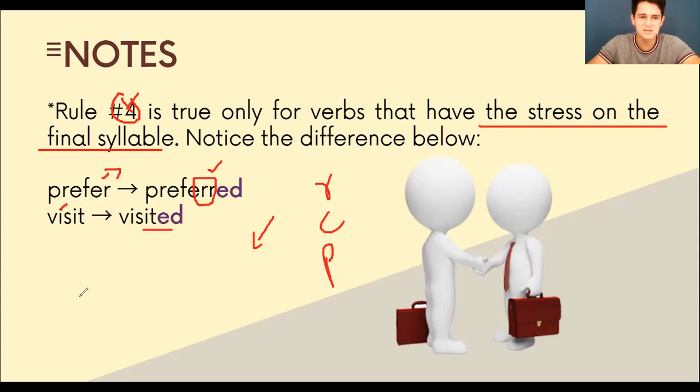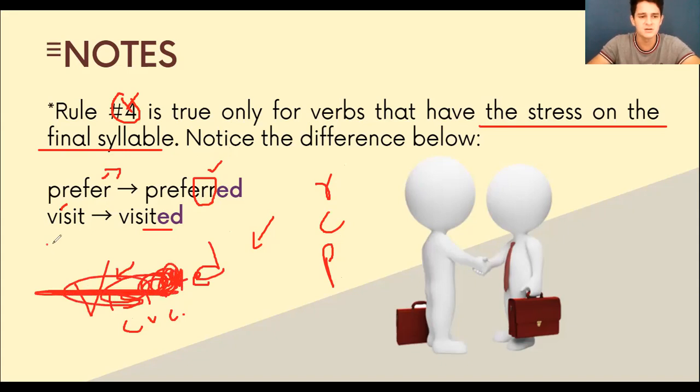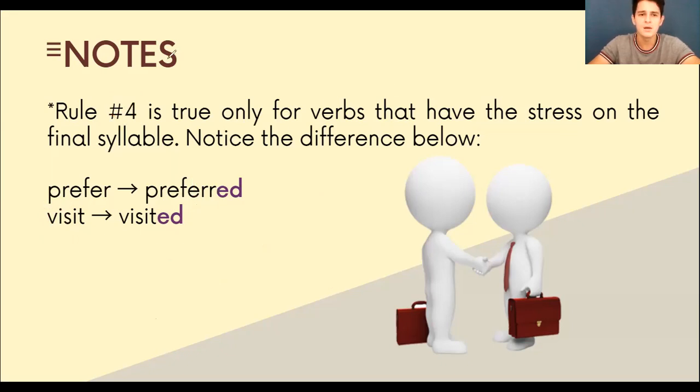So visit cumple con el patrón de consonante, vocal, consonante. Sí, consonante, vocal y consonante. Pero ¿dónde tiene el acento? En la primera. Visit. No puedo duplicar y decir visitted with double T. No, that's incorrect. Okay, guys, incorrect. Because I have the accent on the first syllable. Okay. Let's continue on this.